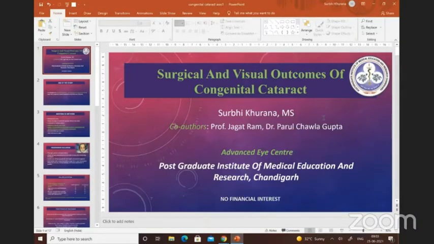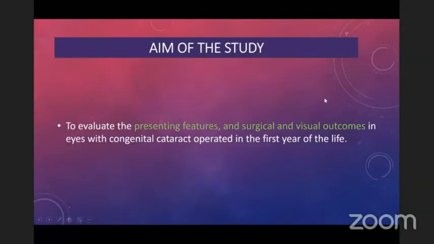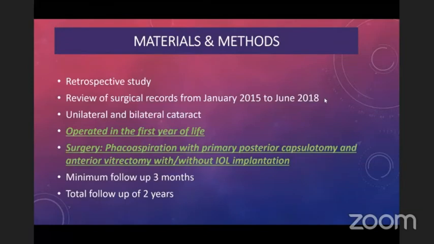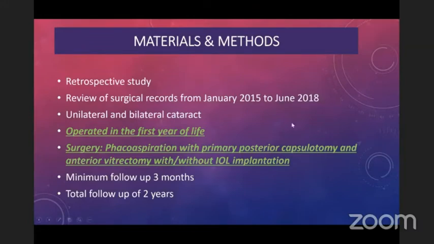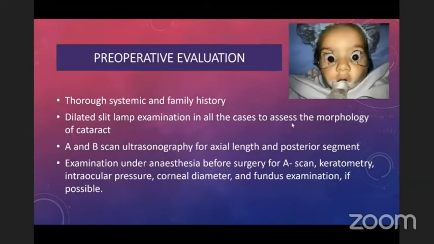Okay. So my topic is surgical and visual outcomes of congenital cataract. The aim of the study was to evaluate the presenting features, surgical and visual outcomes in eyes with congenital cataract operated in the first year of life. It was a retrospective study where surgical records for unilateral and bilateral cataract operated in their first year of life were reviewed. Surgery was phacoaspiration with primary posterior capsulotomy and anterior vitrectomy with or without IOL implantation. The minimum follow-up taken was 3 months and total follow-up was 2 years.